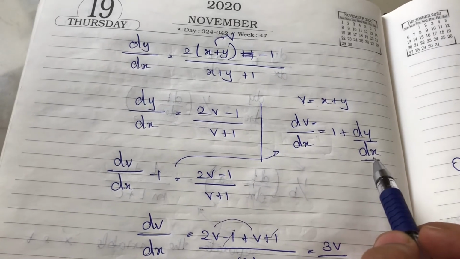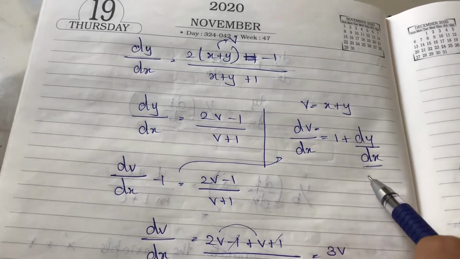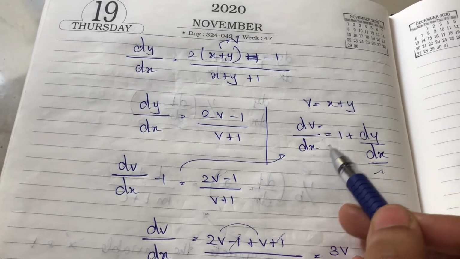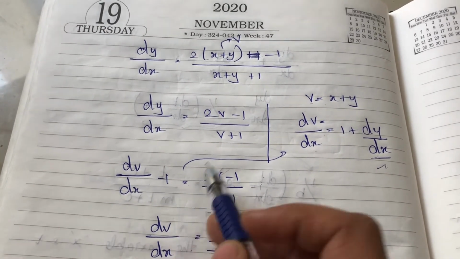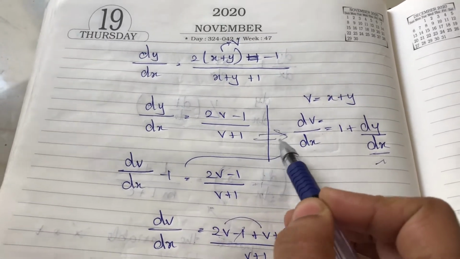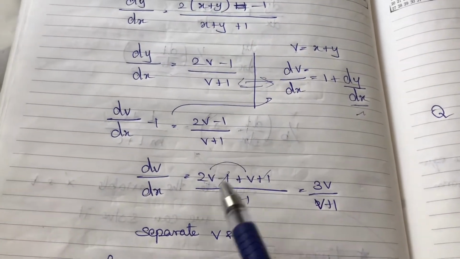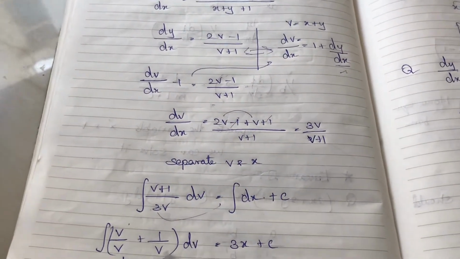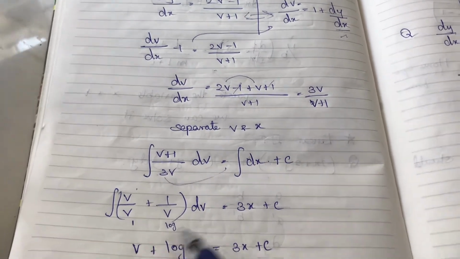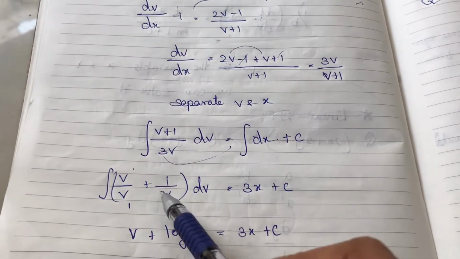Like you can see here, dy by dx. I need dy by dx, means dv by dx minus 1. So minus 1 which is equal to this one. So these two things, I am just taking dy by dx. After this just separate all these things. After simplifying, separate all these things, you will get the answer easily.